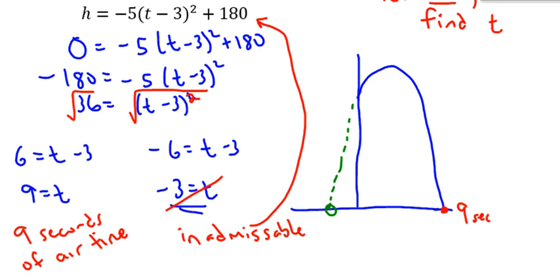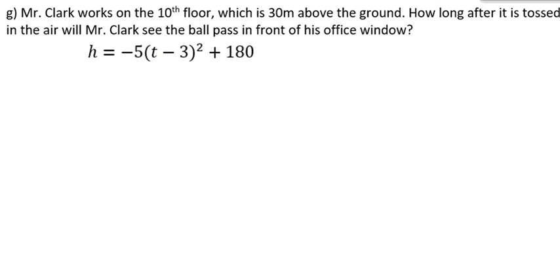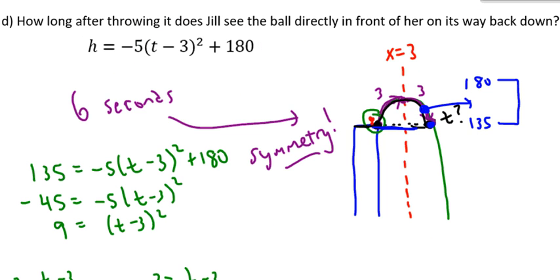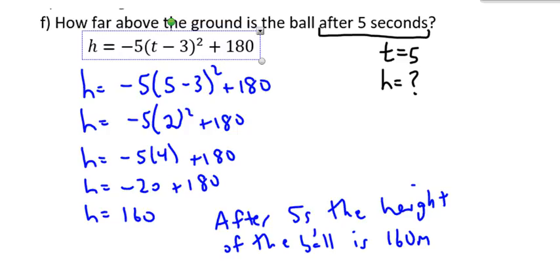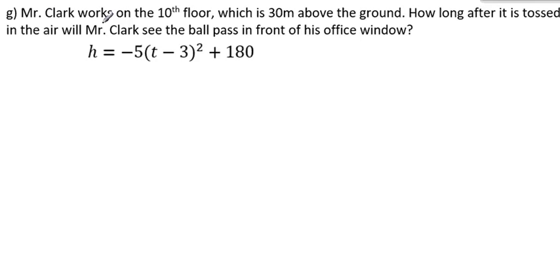Okay, so that was E. I already did F because I did it out of order, so now we're on G. Mr. Clark works on the 10th floor, which is 30 meters above the ground. How long after it is tossed in the air will Mr. Clark see the ball pass in front of him?